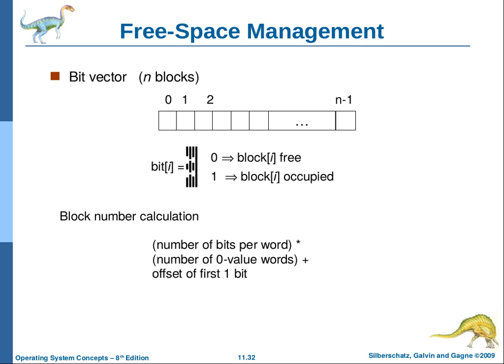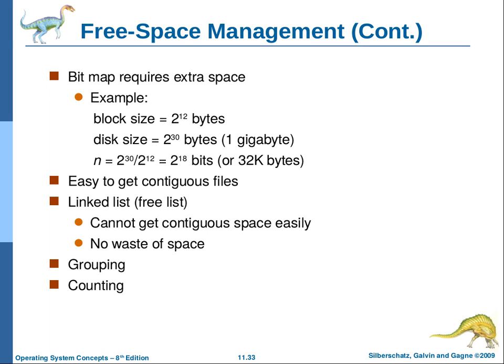Where is the bit vector stored? Hopefully in cache. But where is it stored permanently? Header control block. Yeah, it's somewhere in the file system. It's going to store this bit vector, so it does require extra space.